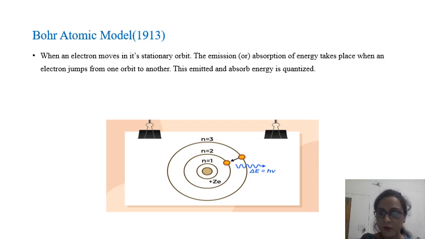There are four postulates of the Bohr atomic model, but we focus on the third postulate. The third postulate comes from the quantization of energy of electromagnetic radiation. You can see here, an electron jumps from the n1 shell to the n2 shell by emitting some energy. E is equal to h nu. This energy is quantized.